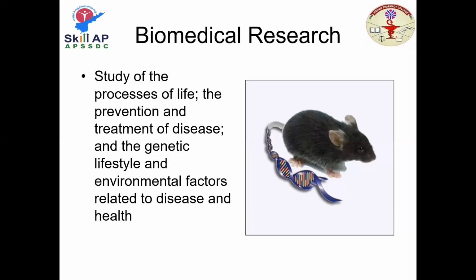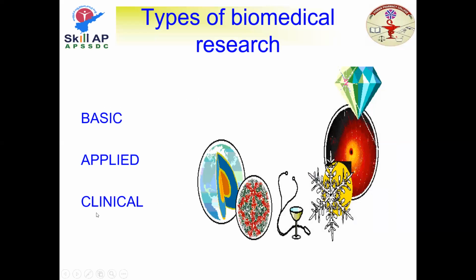What are the possible things to prevent a disease? What are the treatment options for treating a disease, and what are the genetic and lifestyle changes that are happening, impacting our normal body health? So types of research are of three types: basic, applied, and clinical.